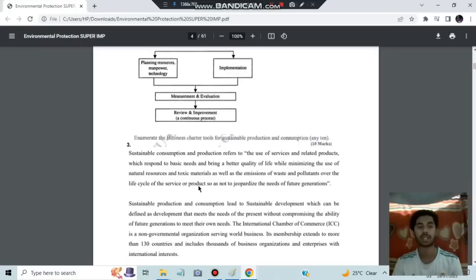Okay, next we have: enumerate the Business Charter tools for sustainable production and consumption. There are totally 16 Business Charter principles for sustainable production and consumption. Sustainable means we are trying to develop the country without over-exploiting the resources, and we are saving some resources for future generations. That is what is called sustainable development.